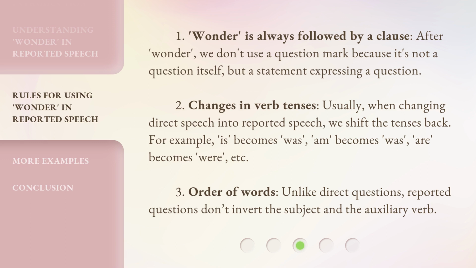Usually, when changing direct speech into reported speech, we shift the tenses back. For example, is becomes was, am becomes was, are becomes were, etc. 3. Order of words. Unlike direct questions, reported questions don't invert the subject and the auxiliary verb.